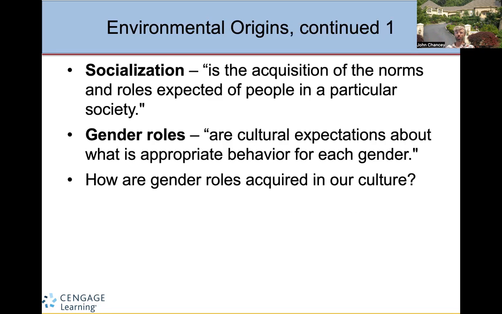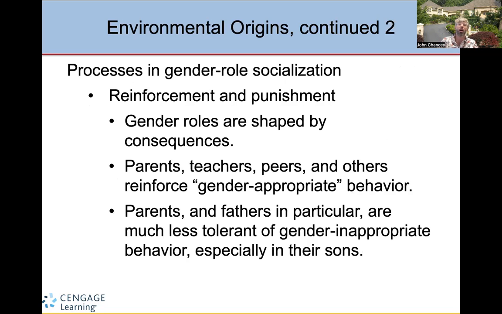So socialization is simply how we learn how we are expected to behave in society. This is something we acquire, ideally, from our parents, our teachers, maybe older siblings. So we are socialized how to act in society. And with that, there are also gender roles that are socialized, expectations about what is appropriate depending on your gender. The question we're going to look at here is how gender roles are acquired within our culture.